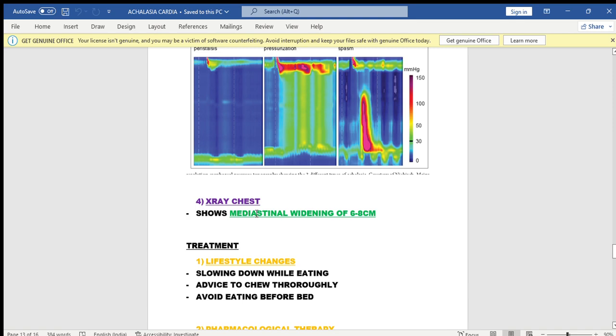X-ray chest is also important because there can be widening of the mediastinum up to 6 to 8 centimeter. That is, if somebody is lying down, there can be a mediastinal widening of up to 8 centimeter in supine position, and in upright position a mediastinal widening of 6 centimeter should also raise a doubt that the patient might be suffering from achalasia cardia.